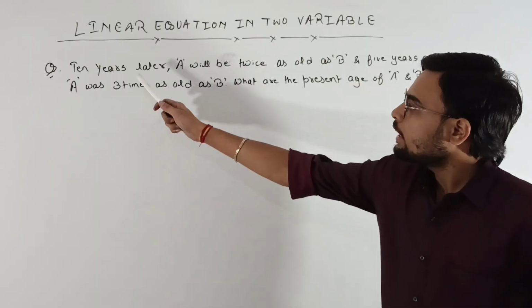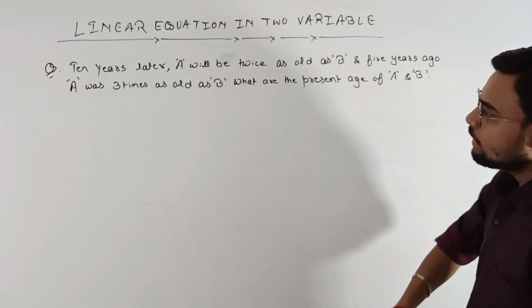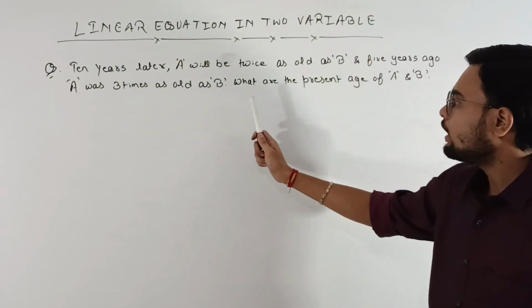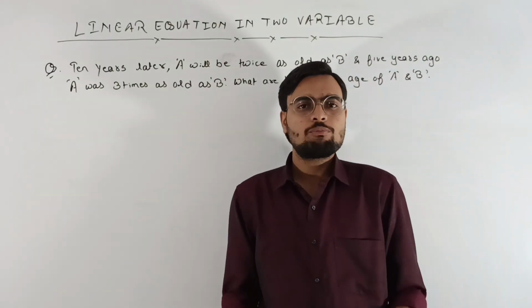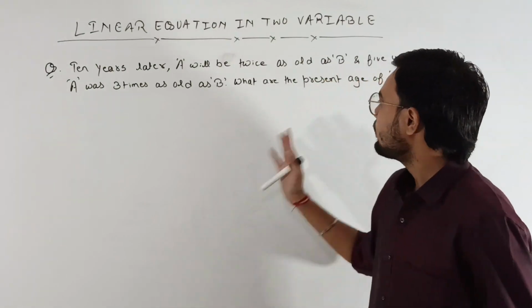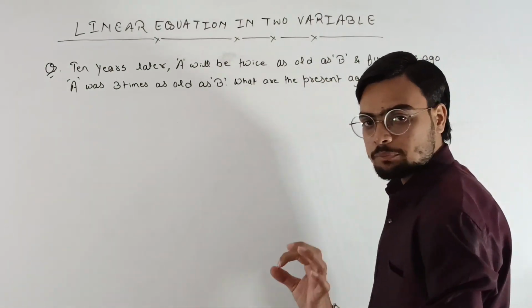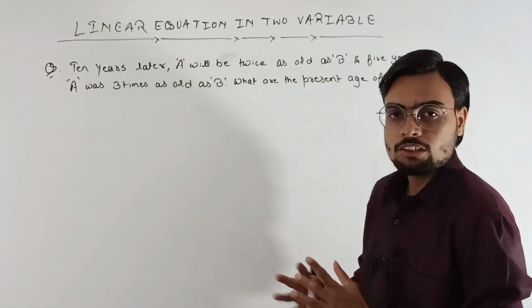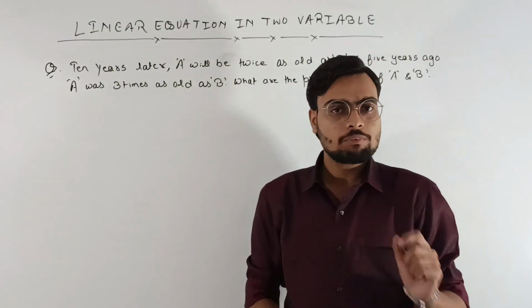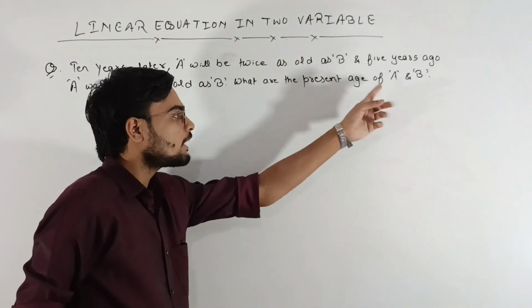Question is what, 10 years later A will be twice as old as B, and 5 years ago A was 3 times as old as B, then what are the present ages of A and B? Now look, question said that we have two persons whose names are A and B. We have to find their present age. So we assume their present age is x and y.